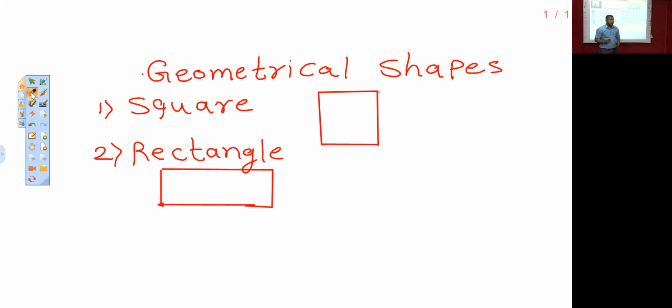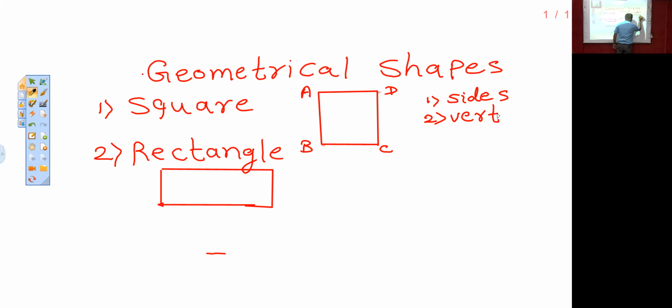See, in the previous class we learned square and rectangle. Now, what are the basic components of a square? See, I have given the name of this square A, B, C and D. The basic components of the square are sides. Second one is a vertex. Third one is angles. But these angles we will learn in a next class.